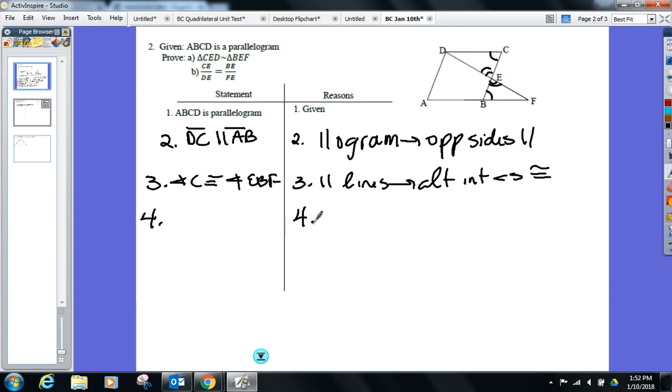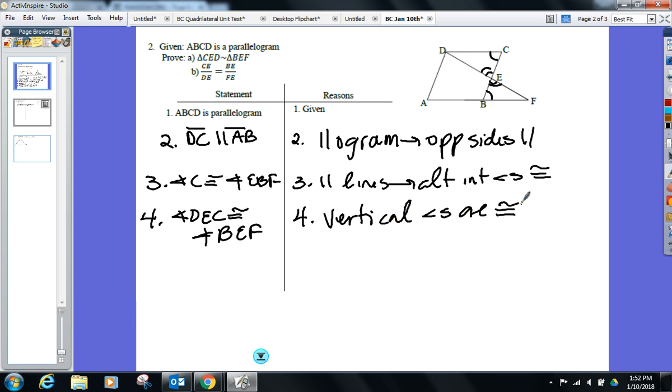You're better than that. Angle DEC is congruent to angle BEF. Vertical angles are congruent. Now we've got similar triangles.